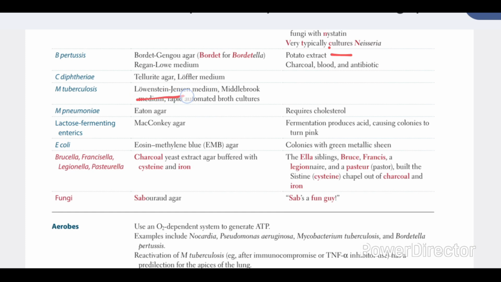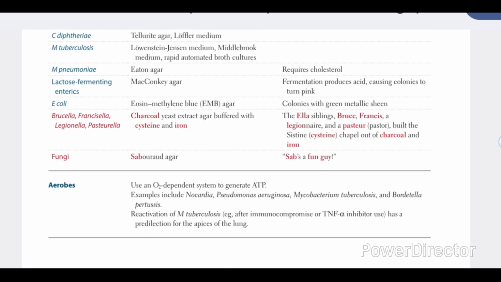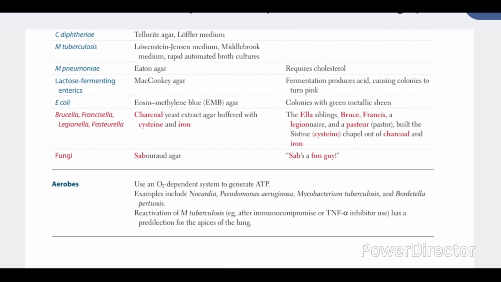Then you have Mycoplasma pneumoniae. Mycoplasma pneumoniae is an organism that grows on the Eaton agar and it requires cholesterol. So an important feature of this agar is that the addition of cholesterol will favor the growth of Mycoplasma pneumoniae. And then we have certain lactose fermenting organisms that grow pink colonies on the MacConkey agar due to fermentation of certain molecules which will produce acid, and acid produces the pink color in that pH range, for which reason these organisms grow pink colonies.